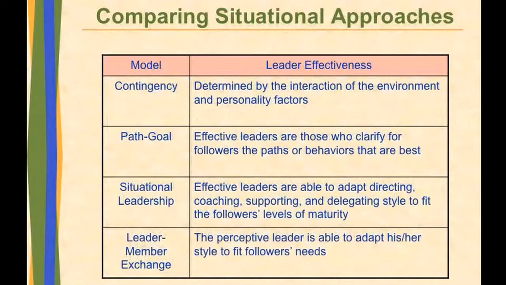In terms of leadership effectiveness, in contingency theory it's determined by the interaction of the environment and the personality factors. In path-goal, effective leaders tend to clarify for the followers the path that will lead to their rewards and the best outcomes. In situational theory, leaders adapt by directing, coaching, and supporting, the different styles that we talked about in that theory, in order to fit the followers' levels of maturity. And in leader-member exchange, they adapt their style to fit the followers' needs.